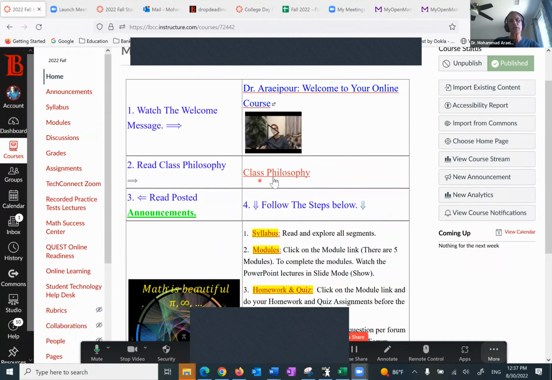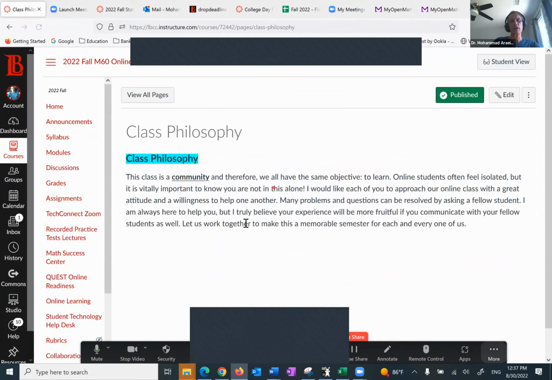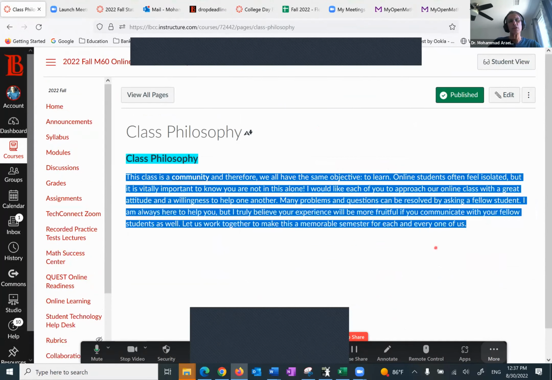Number two is the class philosophy, which basically says this is a community. We are here to help one another and learn from each other, and we're going to do it with the utmost respect.